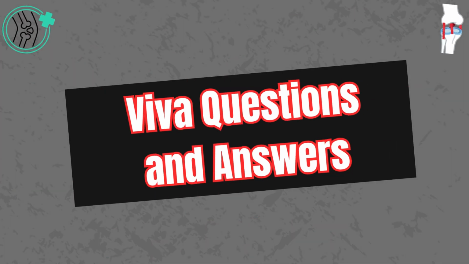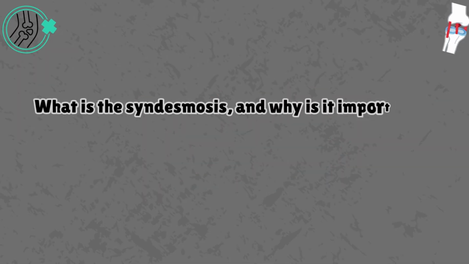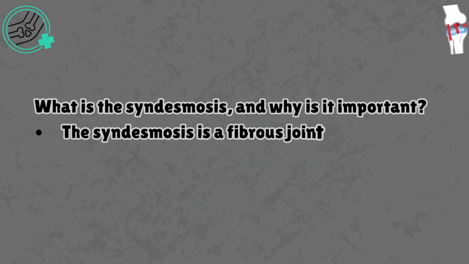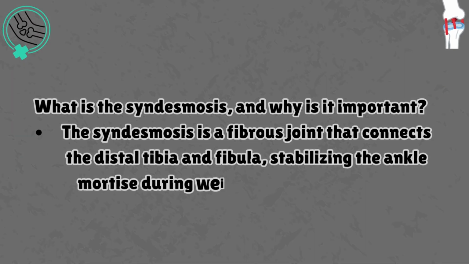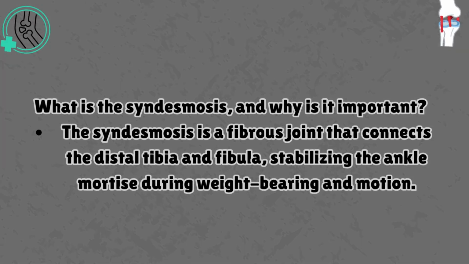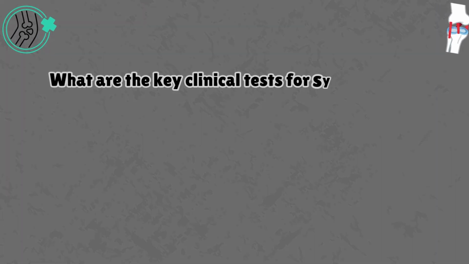Possible viva questions and answers. What is the syndesmosis, and why is it important? The syndesmosis is a fibrous joint that connects the distal tibia and fibula, stabilizing the ankle mortise during weight-bearing and motion. What are the key clinical tests for syndesmotic injury?